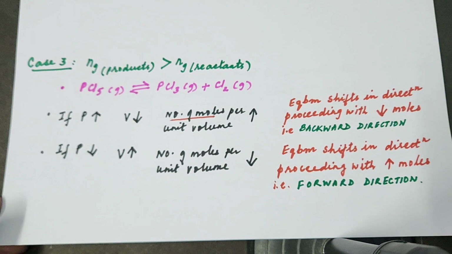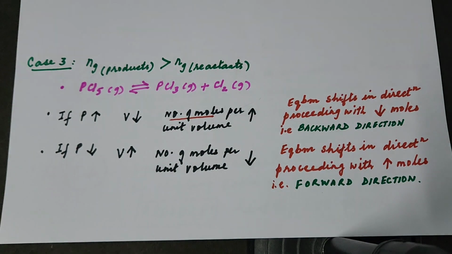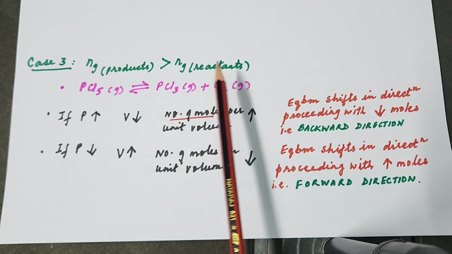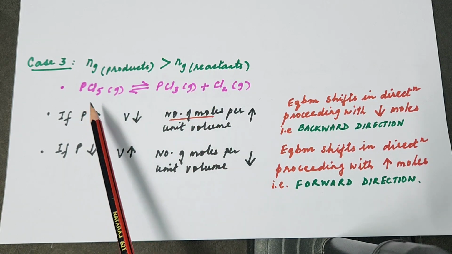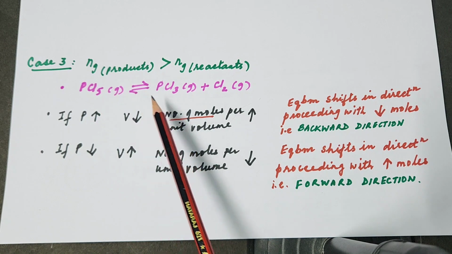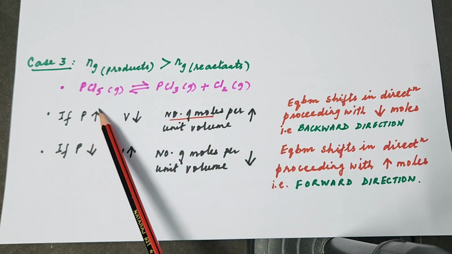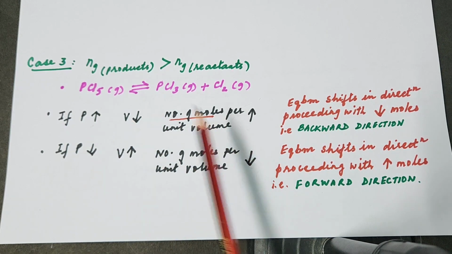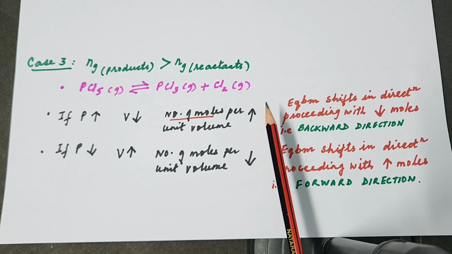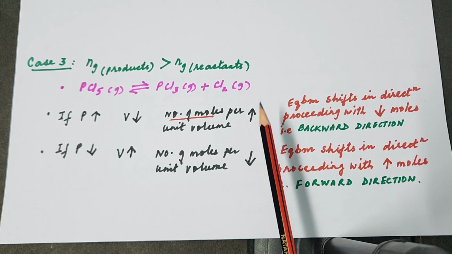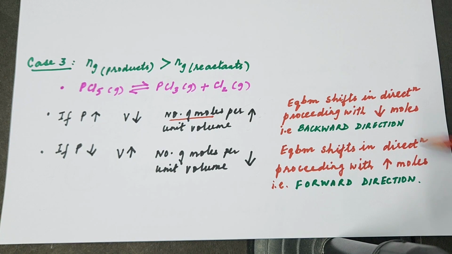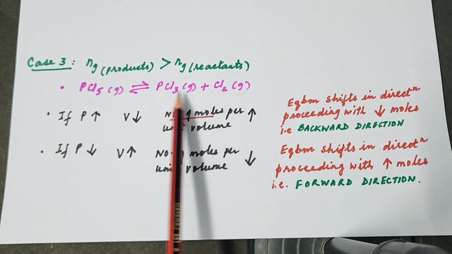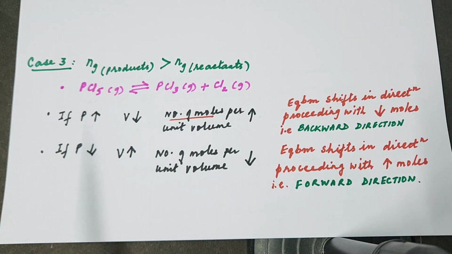The third case is where the number of gaseous products is greater than the number of gaseous reactants. So products are 2, the reactant is 1. PCl5 dissociating to give PCl3 plus Cl2. Pressure increases, inverse, volume decreases. Whatever happens to pressure happens to moles. Increased, increase. The system will try to undo the increase in moles by moving in that direction where the moles decrease, which in this case is the backward direction. So the equilibrium shift will be taking place in the backward direction.